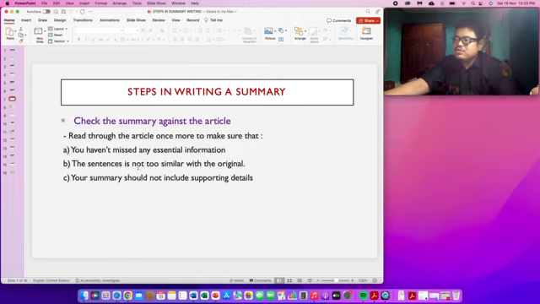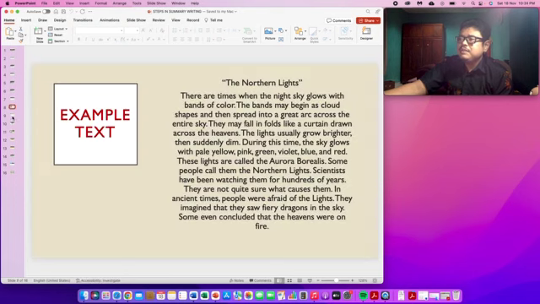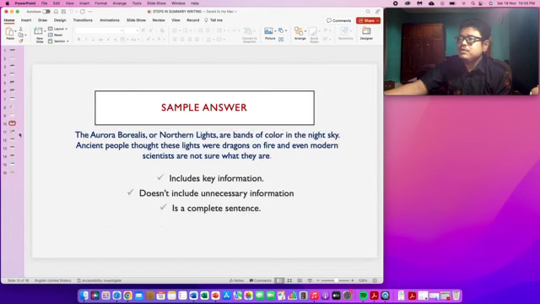So you have to make sure that it is not too similar, and your summary should not include supporting details. The most important thing to remember is that when you're summarizing, you are transferring whatever is in the original article into the summary. So you have to make sure that it is accurate and not too similar to the original article. There's an example here, so you can go through it on your own.